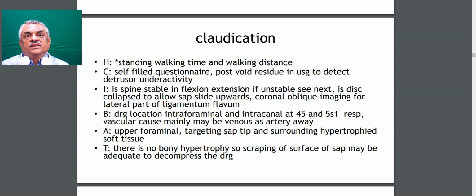And in the access which we have for these patients, we go in the upper foraminal area and we target the tip of the SAP, that is the superior articular process. We cut it off so as to decompress the nerve in the upper part of the foramen, and we also remove the hypertrophied soft tissue in the upper part of the foramen. We must remember the treatment is by scraping the soft tissue which has hardened or which is giving rise to symptoms. There is no bony hypertrophy, so primarily we don't really have to remove the bone, and decompression of the dorsal root ganglion by removal of the soft tissue and the tip of the SAP is enough in these patients.